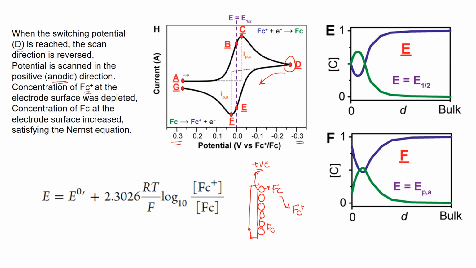So as more and more potential is applied, more Fc plus ions get into the bulk of the solution, and at a point you will see the amount of Fc plus ions will be reaching the amount of Fc. So at that particular point you reach F, where we have the anodic peak.